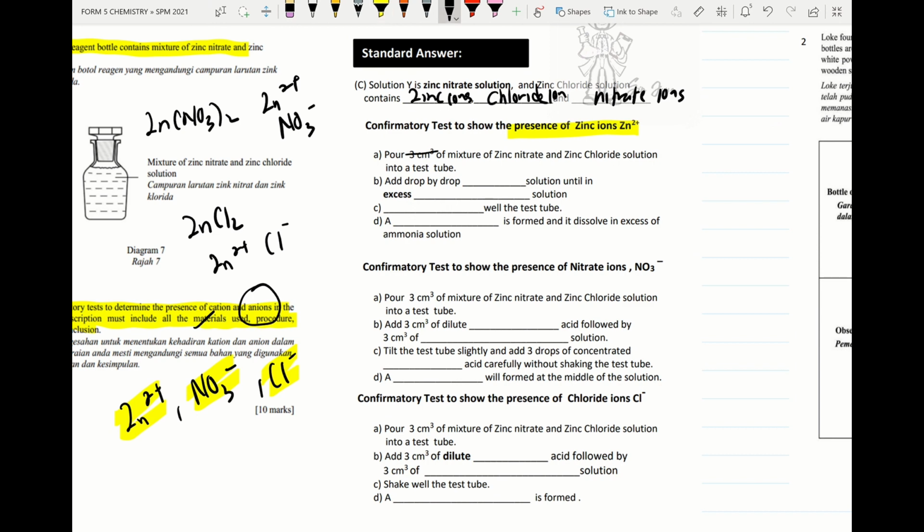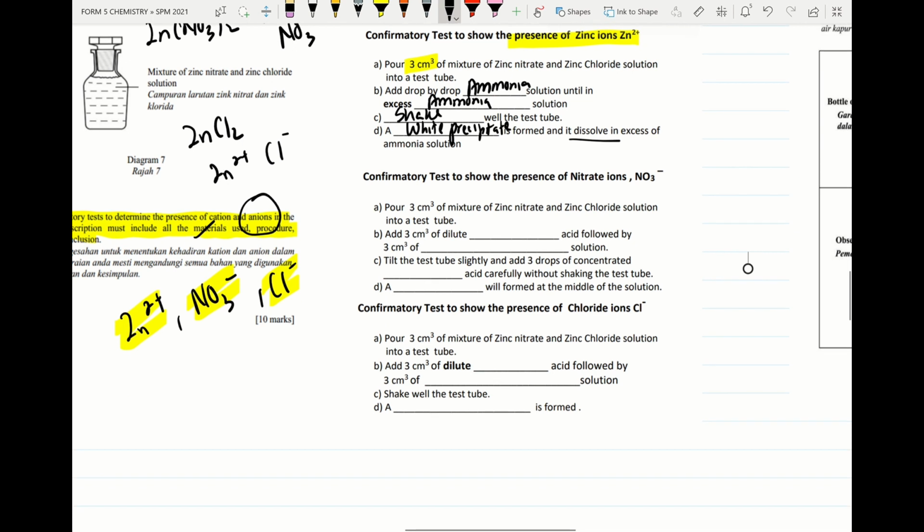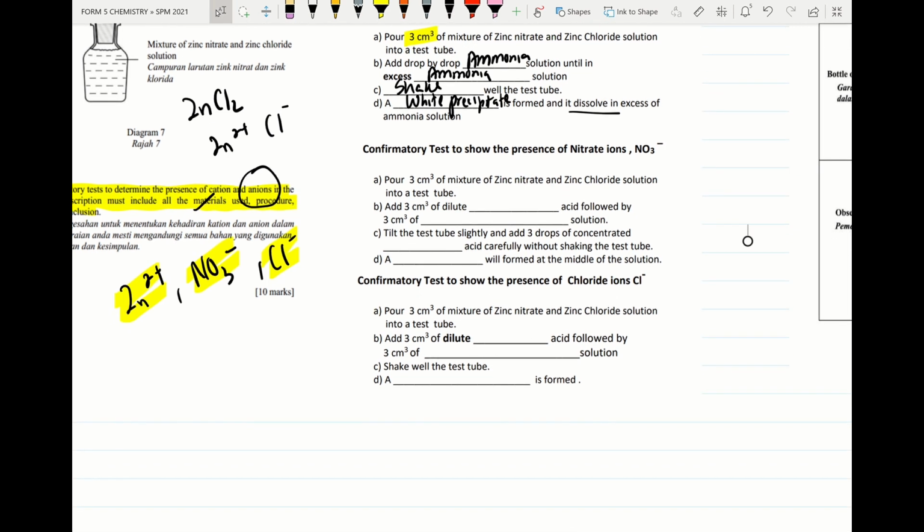We pour 2 cm³ or 3 cm³ of zinc nitrate solution into a test tube. We add ammonia solution drop by drop until in excess of ammonia solution, and we shake the test tube well. A white precipitate will form and then dissolve in excess ammonia solution. So we already score 5 marks here. All right, we move on to the next question.